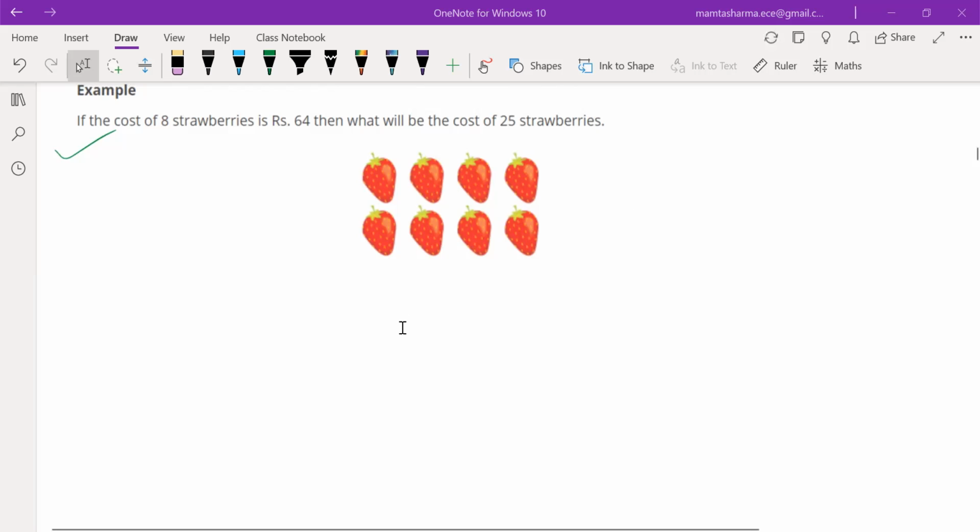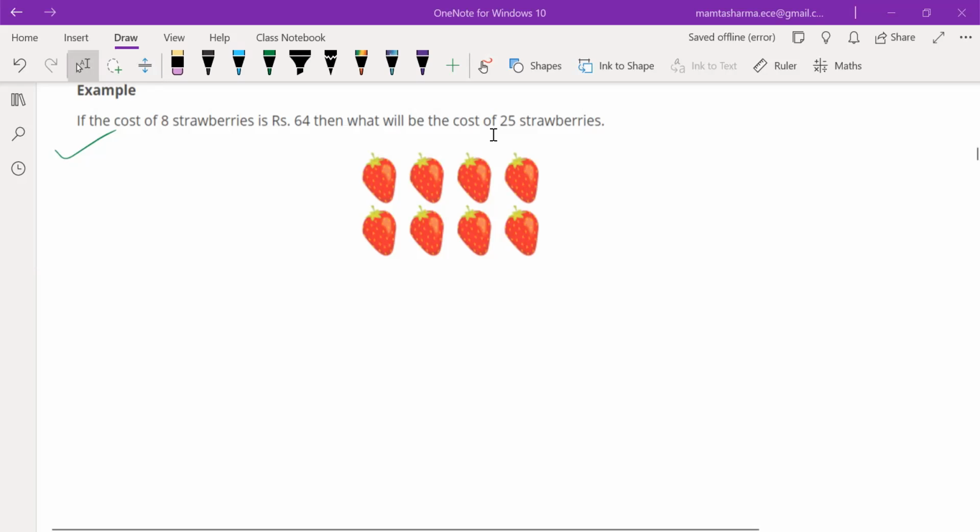Ma'am, what is your answer? Cost of 8 strawberries. 8 strawberries is 64. Then what will be the cost of 25 strawberries? Ma'am, 64 into 25. No, sorry, 8 into 25. Ma'am, 64 divided by 25. No, no, no. 64 is not the cost of 1 strawberry. It is the cost of 8 strawberries. So we should find out the cost of one. 64 divided by 8 into 25.